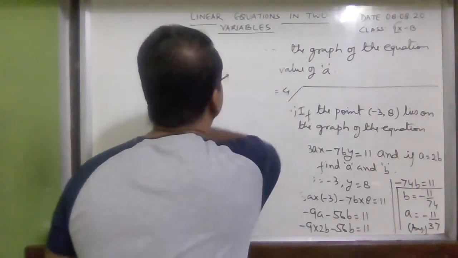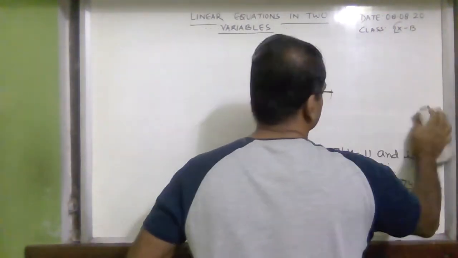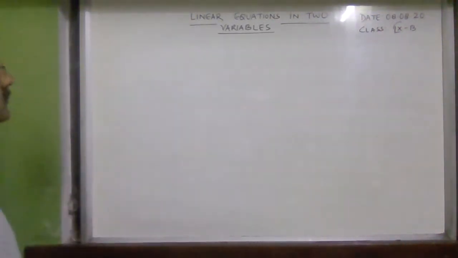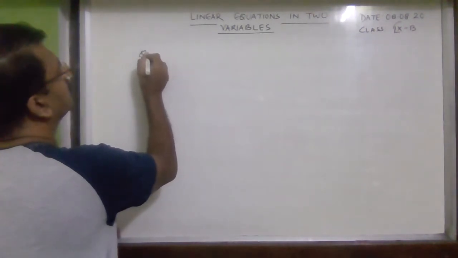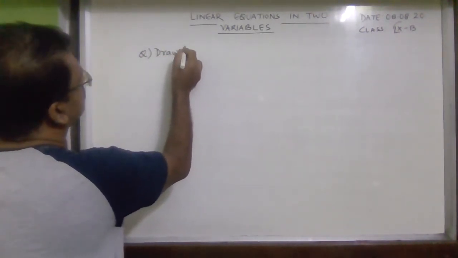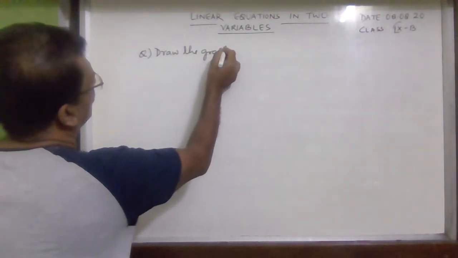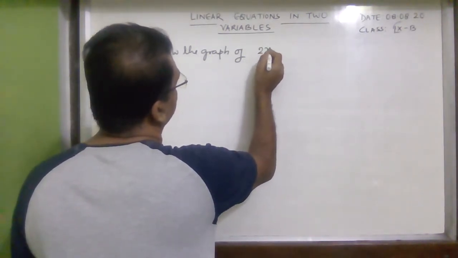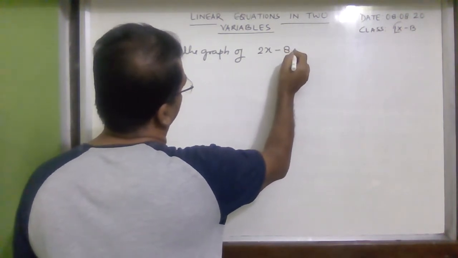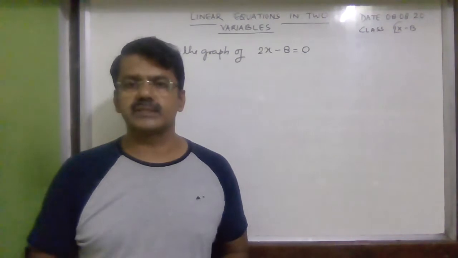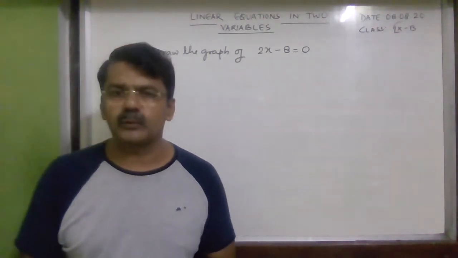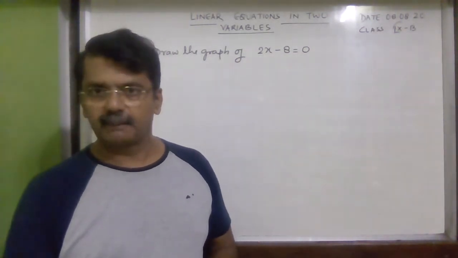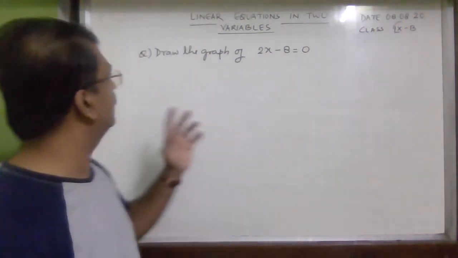Next question. Draw the graph of 2x - 8 = 0. Now you can see this is a linear equation, but it is not in two variables, it is in one variable. One variable is missing. 2x - 8 = 0, and now we have to draw the graph.